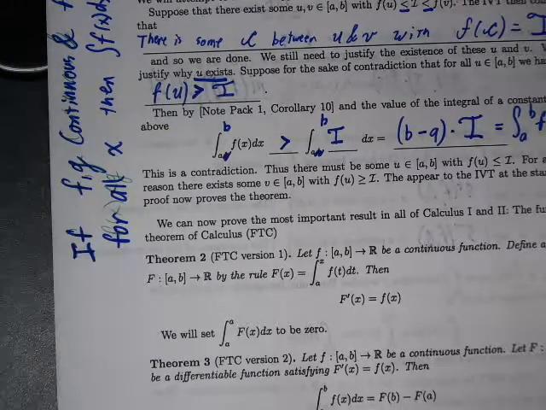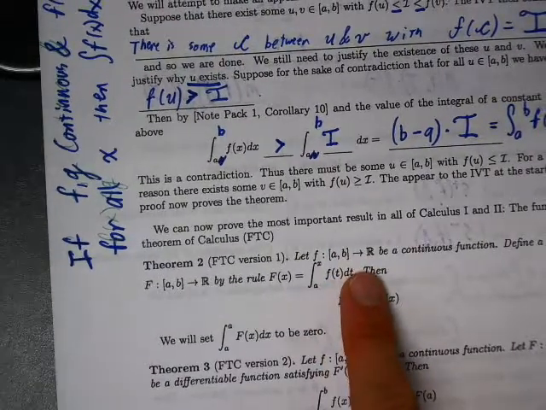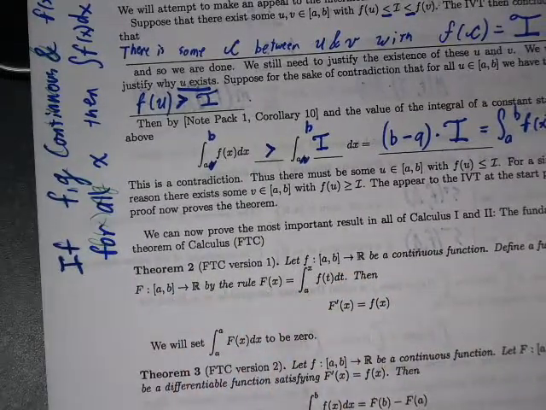So let's state the fundamental theorems and just see what happens. Let f from a to b be a continuous function. I'll define a function big F from a to b by the rule that big F of x is the integral from a to x of f of t dt. Then I claim that the derivative of this function is exactly little f of x.